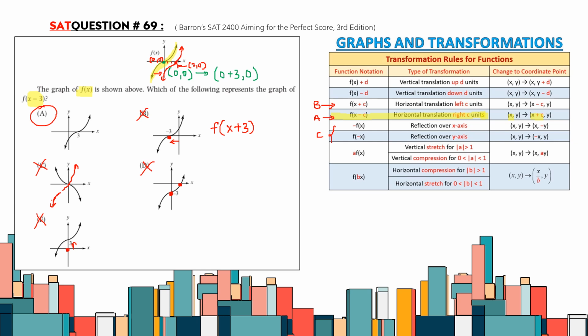And for D, it goes down, so that is f of x minus 3. That is D. This goes up, so f of x plus 3. This is E.